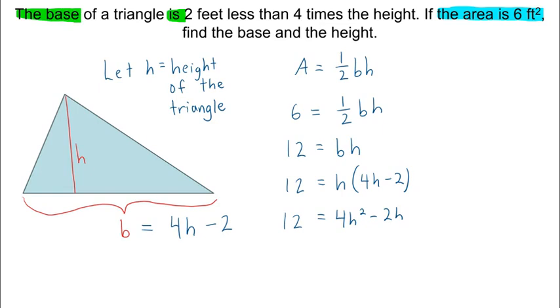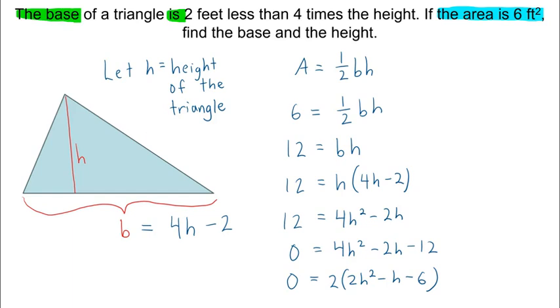This is a quadratic equation, so let's get all of our terms on one side, 0 on the other. Subtract 12 from the left side and the right side of this equation. And that gives us 0 equals 4h squared minus 2h minus 12. Now let's factor the right side. There's a GCF of 2. Factoring out the GCF gives us 2 times the trinomial 2h squared minus h minus 6.